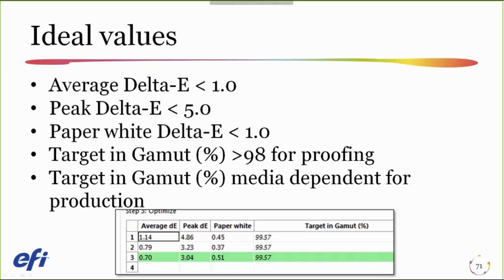The paper white also we'd like below 1, but as I said, that very much depends upon the delta E, or the media itself, and whether you're optimizing absolute or relative colorimetric. Total amount in gamut means how much of my reference gamut, SWOP or ISO-coated, is within the gamut of my output device. If you're doing proofing and going to do verification, I want to see that number above 98, or you're going to have a lot of trouble trying to get a proof that matches to one of the specifications. For production, once again, it depends upon the media. So just some guidelines to use.